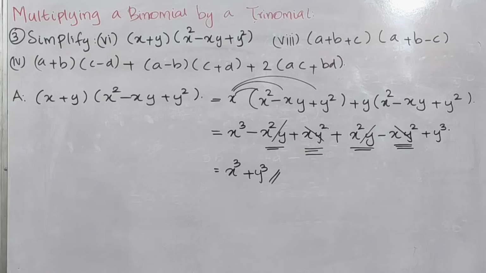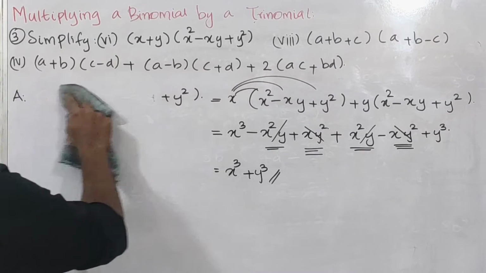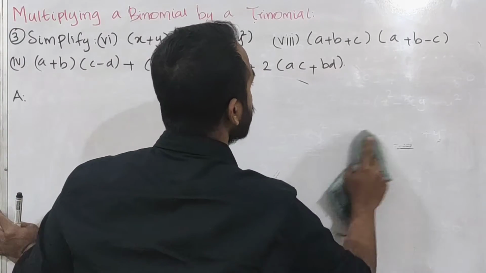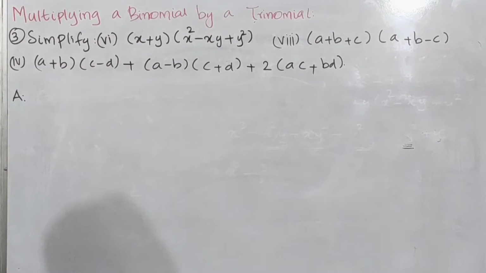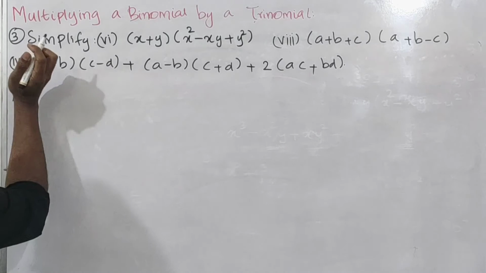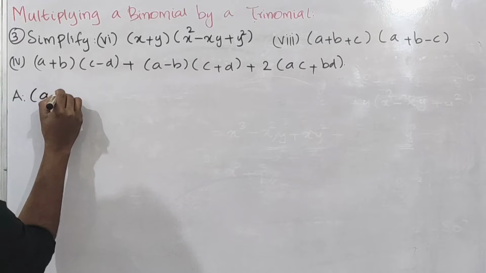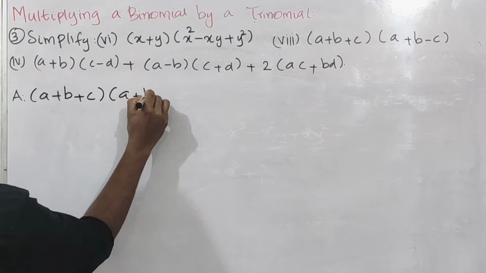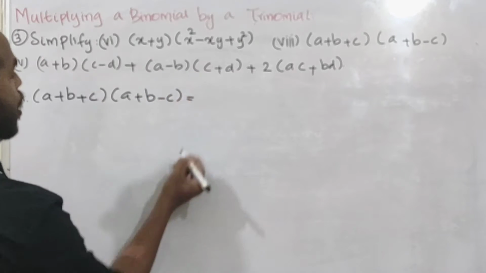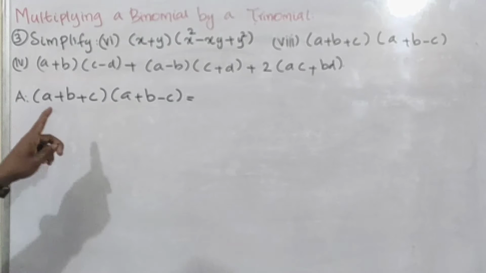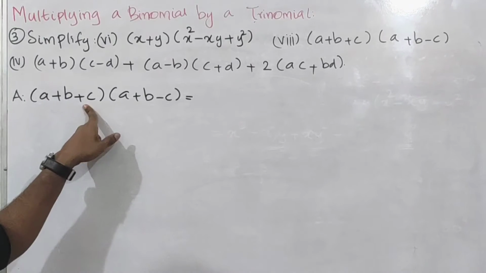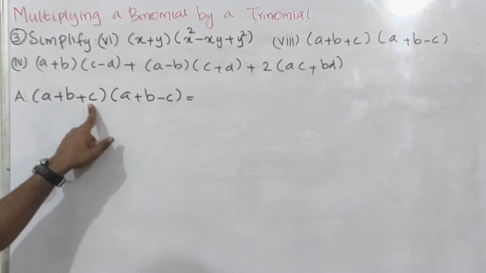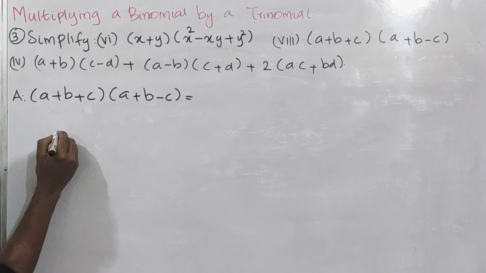Now let's do the 8th question of this exercise, question number 3. The question is to multiply a plus b plus c into a plus b minus c. So we write a plus b plus c into a plus b minus c. How will you write? The same process, but an additional term will be there. So let's write, we will begin from here.